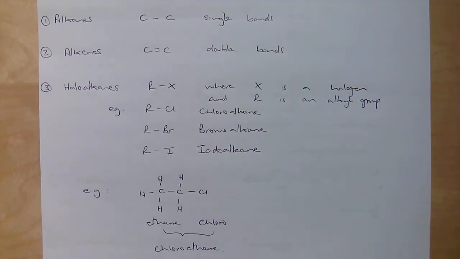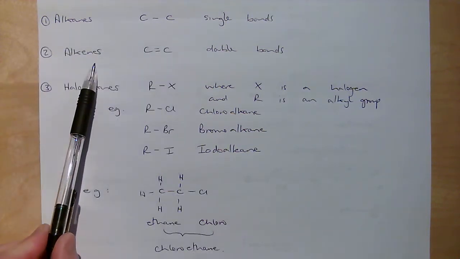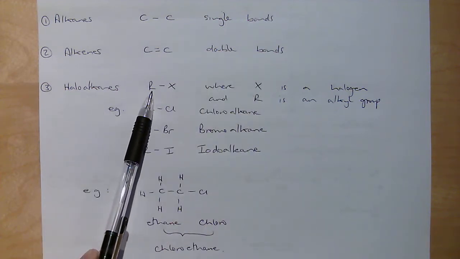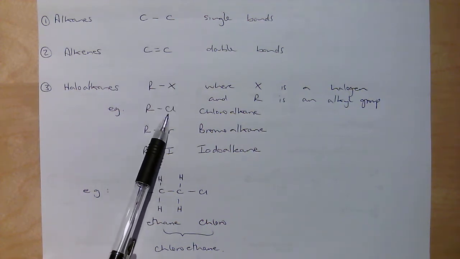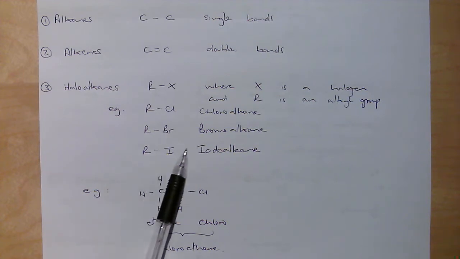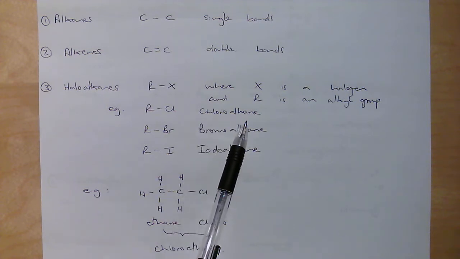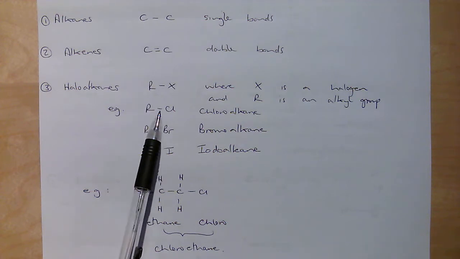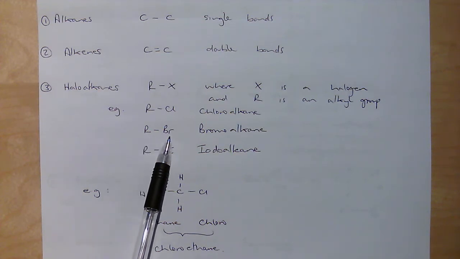First of all, alkanes, when you've got a carbon-carbon single bond. Alkenes, when you've got carbon-carbon double bonds. Haloalkanes, when an alkyl group, so R is an alkyl group, is attached to a halogen, so X is your halogen: chlorine, bromine or iodine. When you've got an alkyl group attached to a chlorine, we call them chloroalkanes, as long as the R group is an alkane with carbon-carbon single bonds, obviously. When we've got RBr, the bromoalkanes, RI, iodoalkanes.